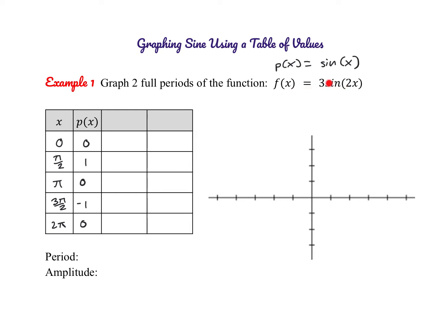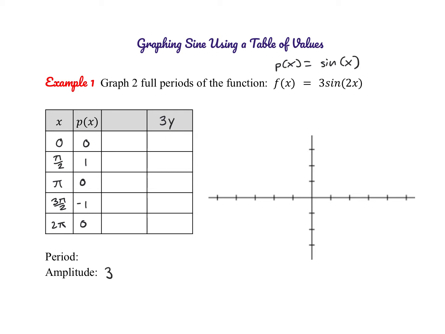So now I need to look at the transformations I see in the function. The first thing I see out front is a vertical stretch by a factor of 3. So that's going to triple all of our y values. So I'm going to take all my y values and multiply them by 3. As we talked about in the last slide, it will also affect the amplitude. So our amplitude in this case is going to be 3.